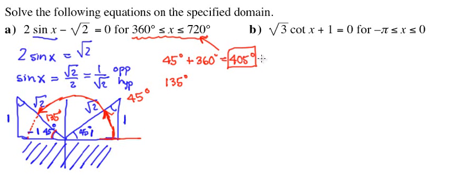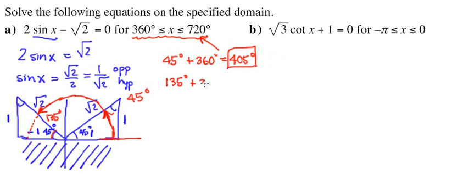What if we go forward again? If you add 360 to this, you get 765 degrees. That's too high. So if you considered this, that's excellent, but it turns out you went a little too far and you got outside the domain again. So 405 is the only valid solution we get from there.